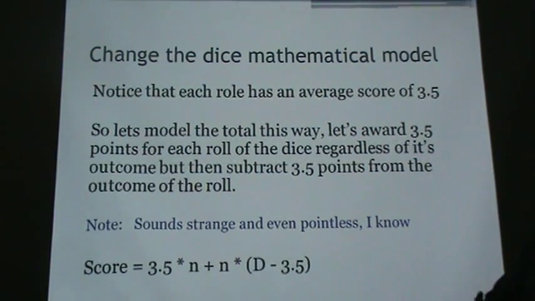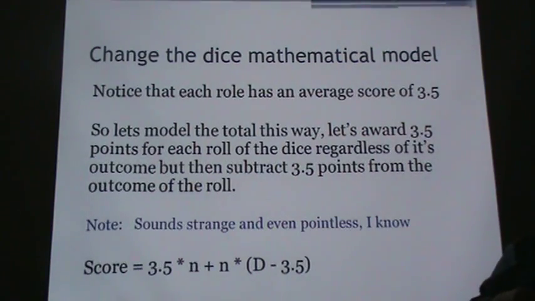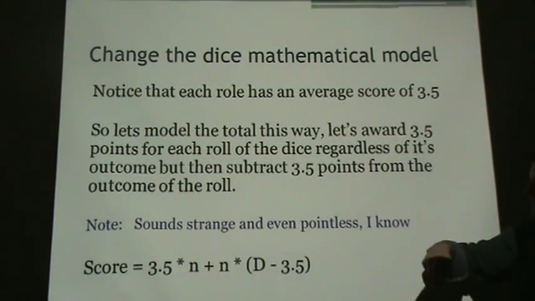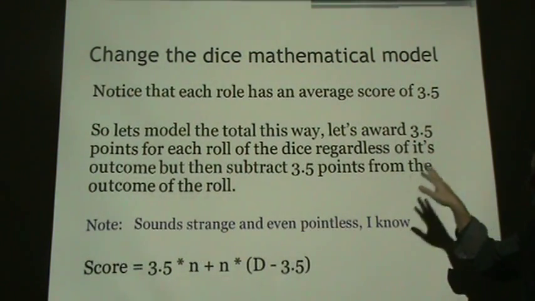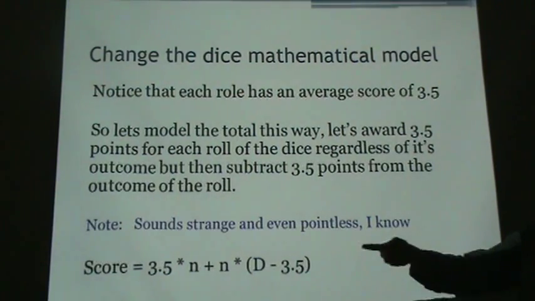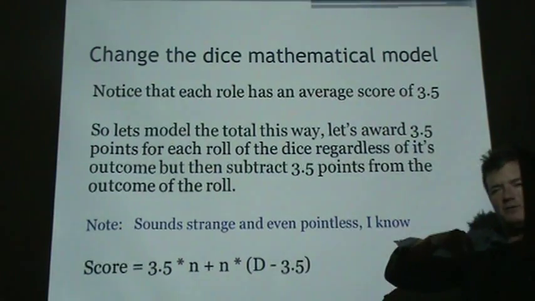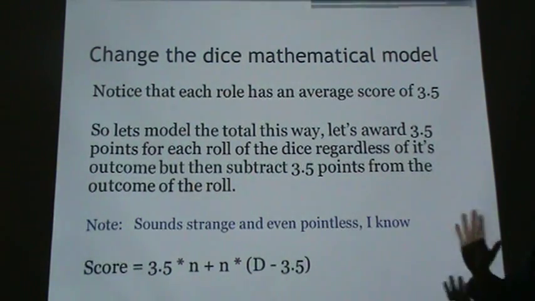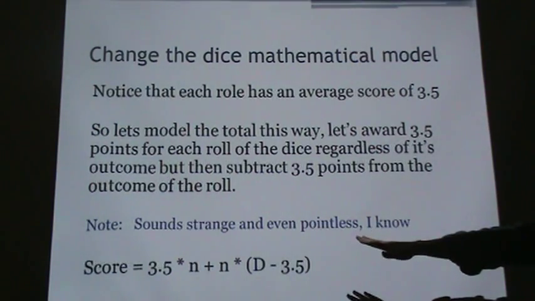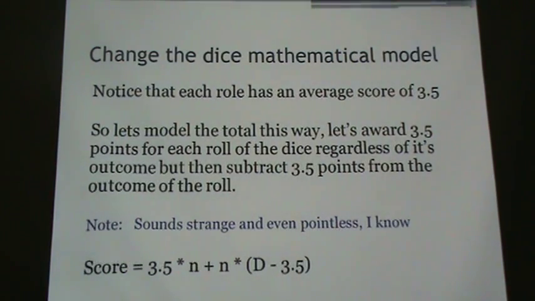Instead of just looking at the score from 1 to 6, let's give you 3.5 credits. Let's award you 3.5 points for each time you roll the dice, regardless of what the outcome is. But then when we look at the dice value, we're going to subtract the 3.5 points that we just gave you. You might think we're giving you 3.5 points, then we're taking it away. What's the point of this? It's going to make our model look bigger, but in the end, hopefully our model will be more interesting.